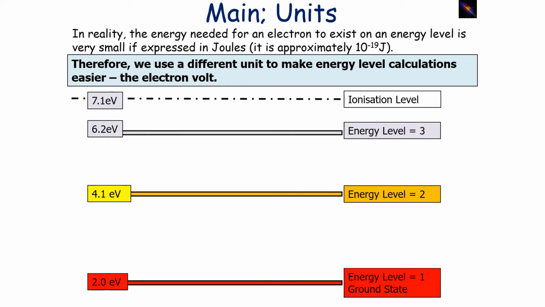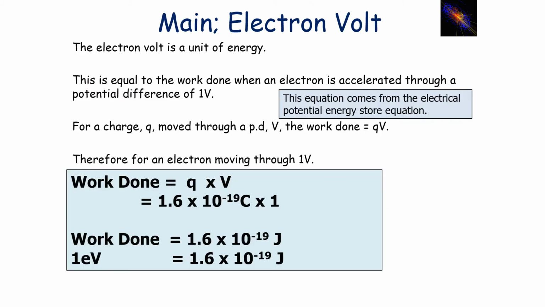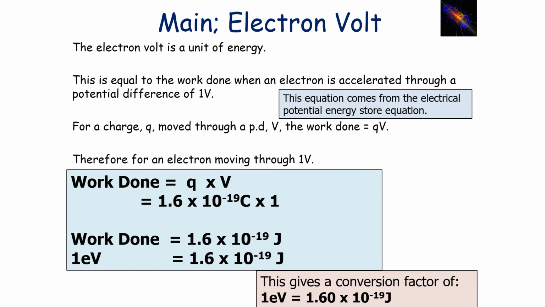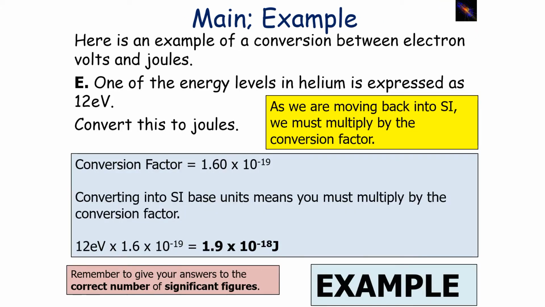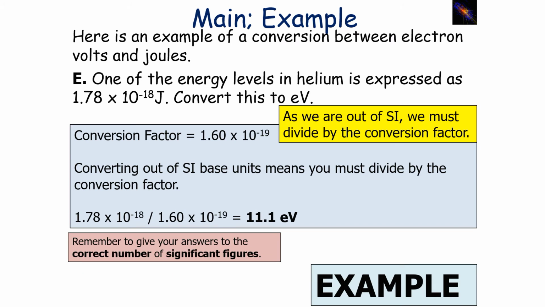Now it's important to note that you can consider ionization to be like an extreme form of excitation. Now in reality, whilst we might use joules in some examples, it's a lot easier to express your energy level calculations in a different unit, the electron volt, which is the work done when an electron is accelerated through a potential difference of 1 volt. Now 1 eV is 1.6 times 10 to the minus 19 joules. So if you wanted to convert from eV into joules, you multiply your value in eV by 1.6 times 10 to the minus 19. If you want to convert a value from joules into eV, you divide your value by 1.6 times 10 to the minus 19.